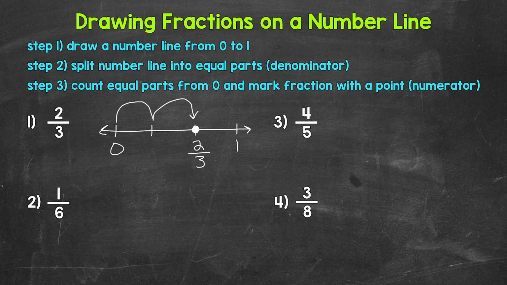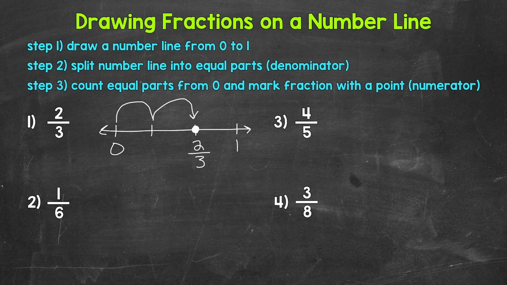The distance between 0 and 1 was divided into 3 equal parts, so thirds. Then we counted 2 out of those 3 equal parts and marked our fraction 2/3. So we went over 2 out of the 3 total parts. Let's move on to number 2 and try another one.